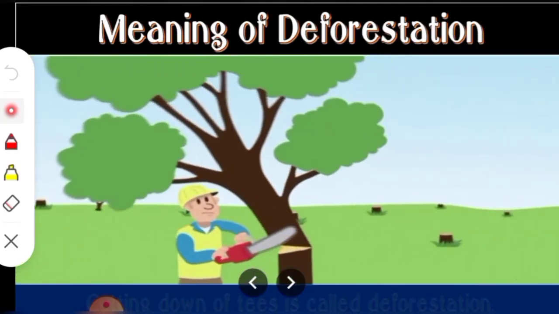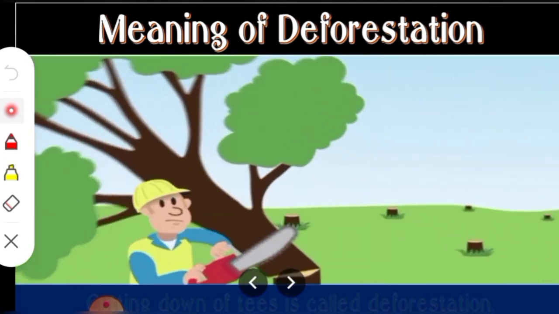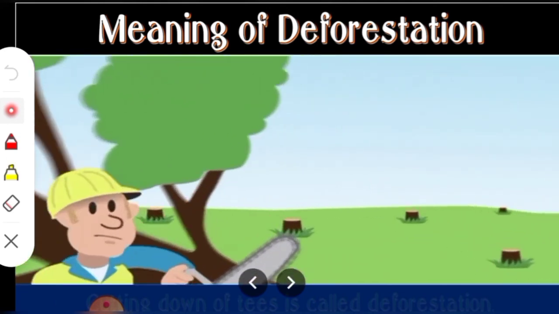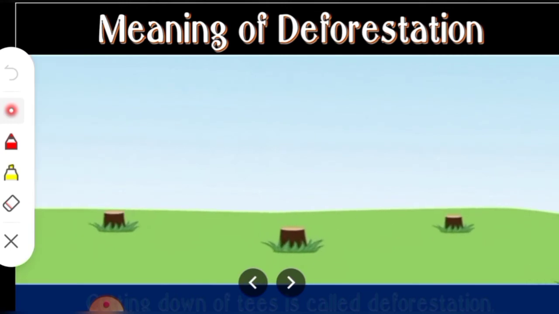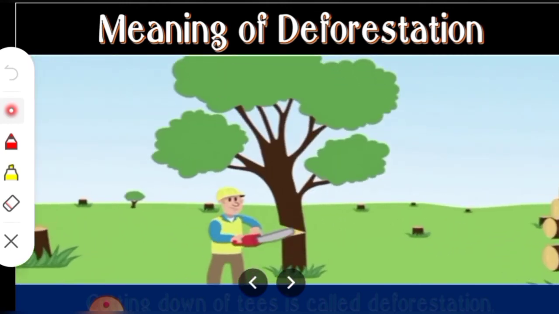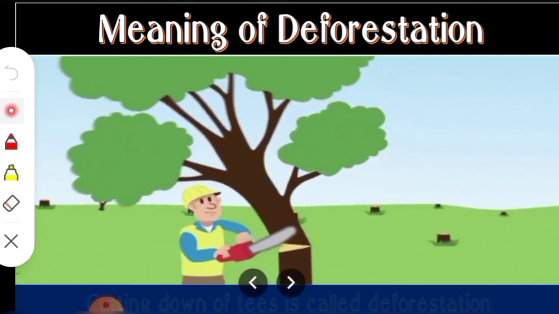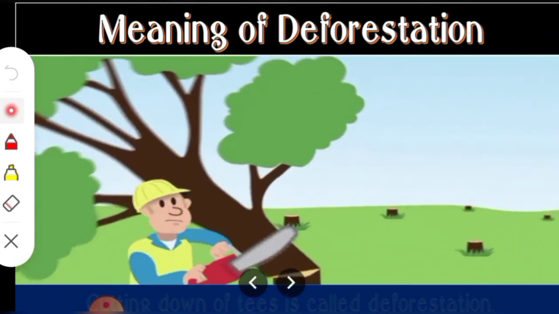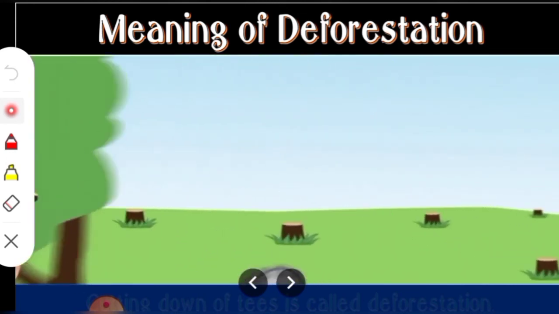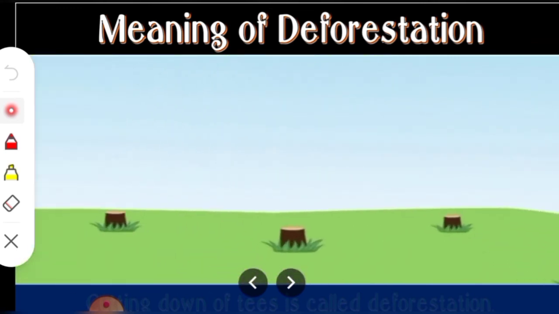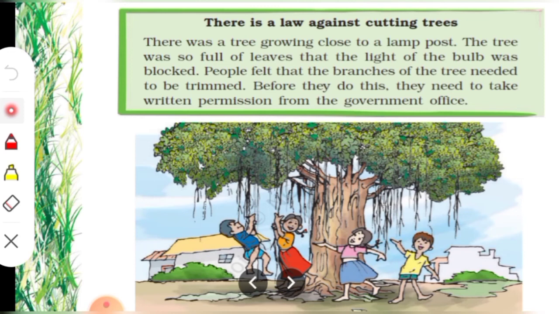Now, we humans are becoming very greedy and in greed we are doing the very wrong act of deforestation. Do you know what deforestation is? Deforestation is cutting down of trees. Trees give us so many things, but still we cut them. And that's why we are harming our environment. But there are certain laws against cutting trees. What are they? Let's see them.